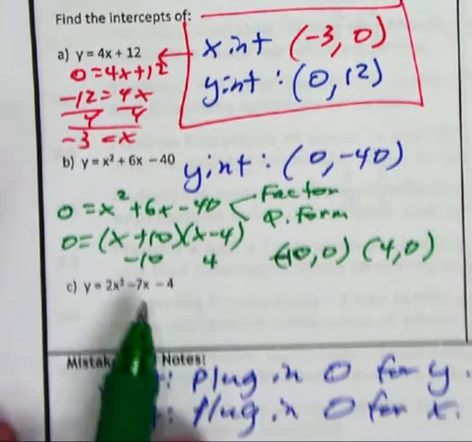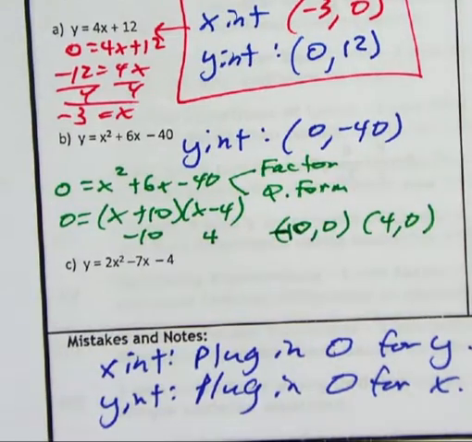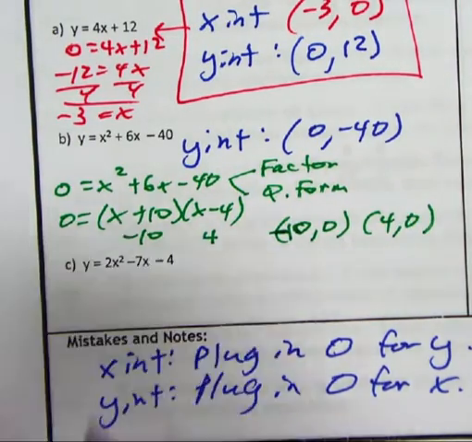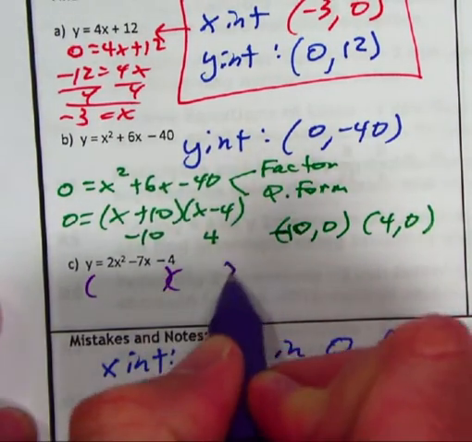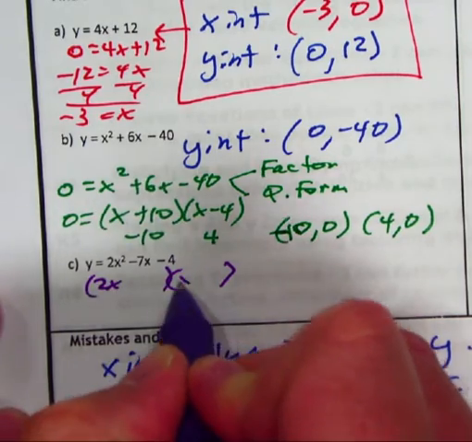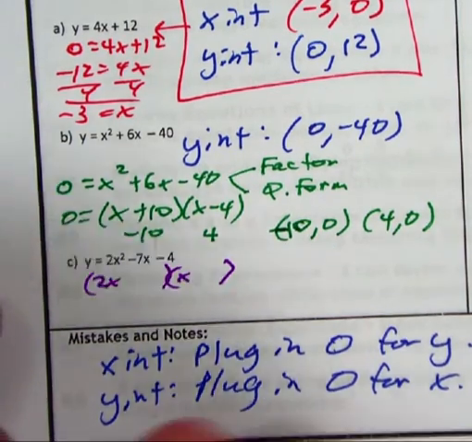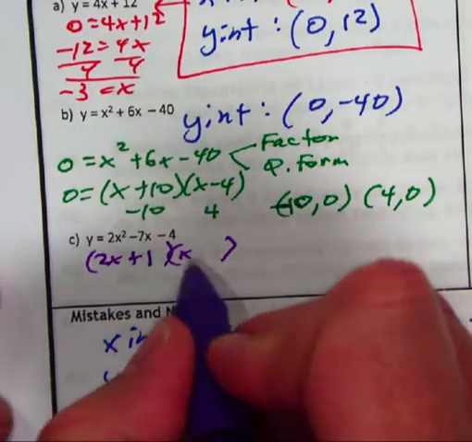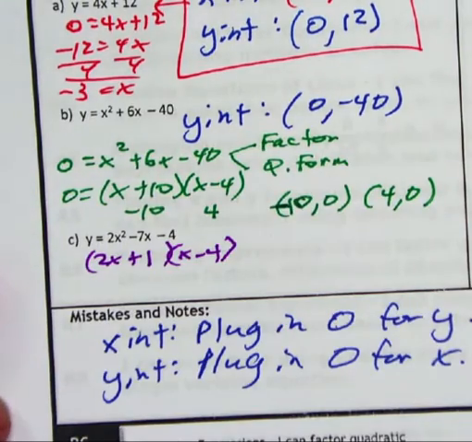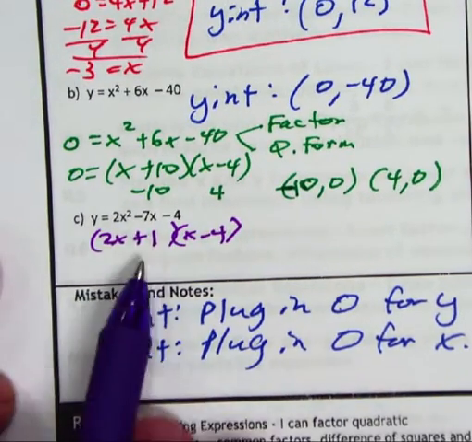Now the same thing is going to happen down here. This thing is not factored, so in order to find the x-intercepts, I have to factor this. And again, that takes practice. It's going to be 2x and x, and then plus 1 and minus 4. I took a little bit of time to factor that before I started this video. I'll show you that in the next one.